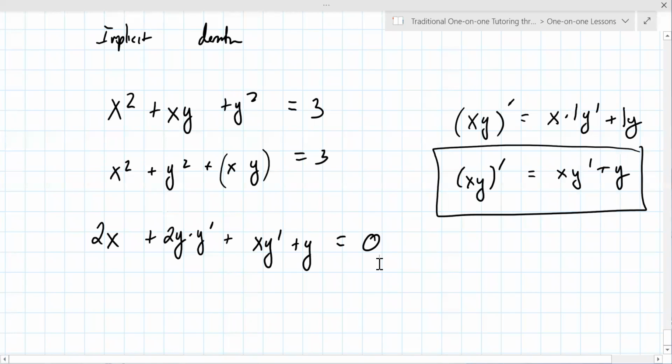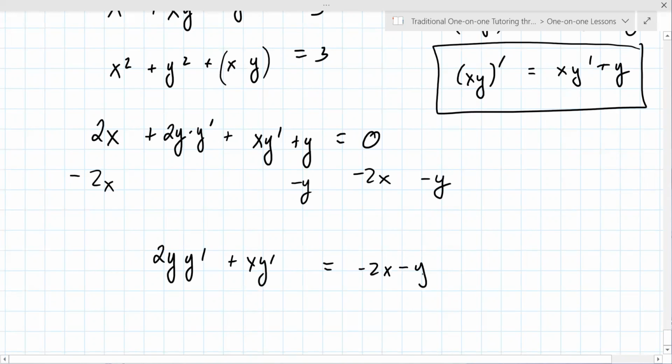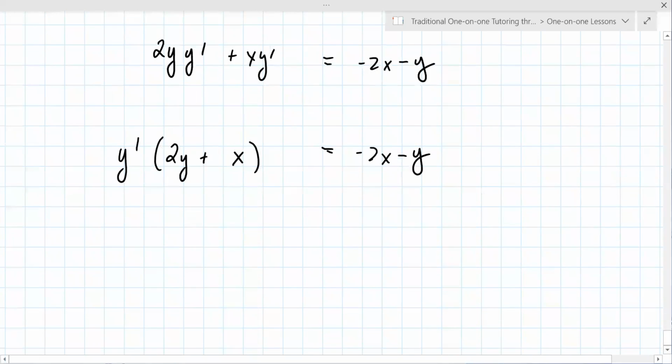Okay, so now the next step is to get everything but the y prime terms on the other side of the equation. So you're going to subtract 2x. You're going to subtract y. So you've got 2y y prime plus x y prime equals minus 2x minus y. And then you almost always factor out a y prime. And then you divide by this. So you get y prime equals minus 2x minus y over 2y plus x.